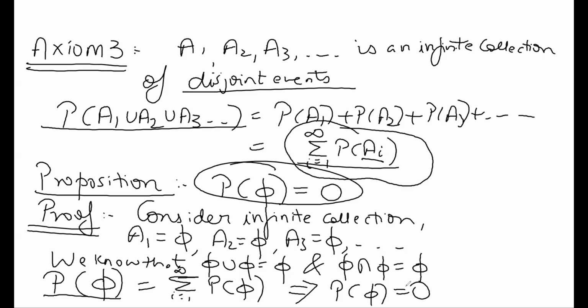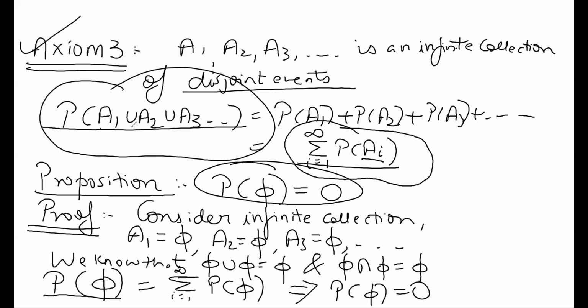How will we prove this? Suppose we take A1, A2, A3 and so on, and we take all of them as phi. So A1 is also phi, A2 is also phi, A3 is also phi and so on. Now we all know that phi union phi is equal to phi and phi intersection phi is also equal to phi. So if I use axiom 3, probability of A1 union A2 union A3, where A1, A2, A3 are all phi, the union of all the phi's will be phi, which should be equal to summation as i goes from 1 to infinity P of Ai.